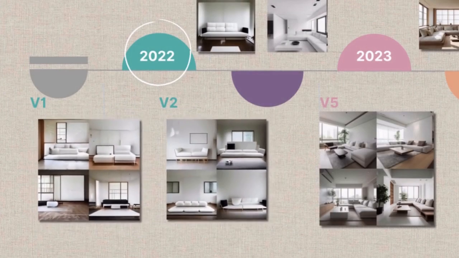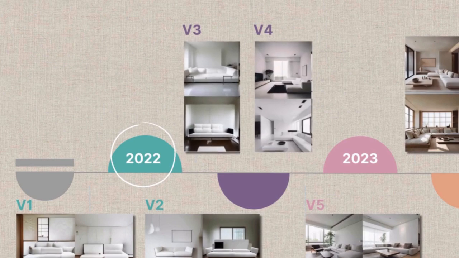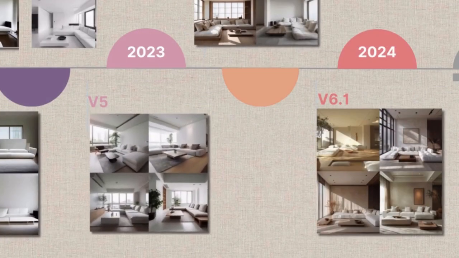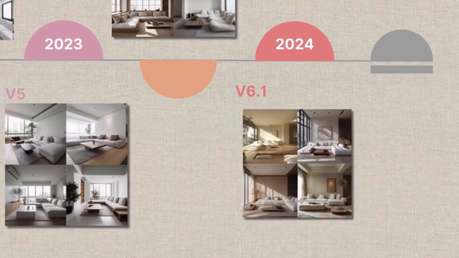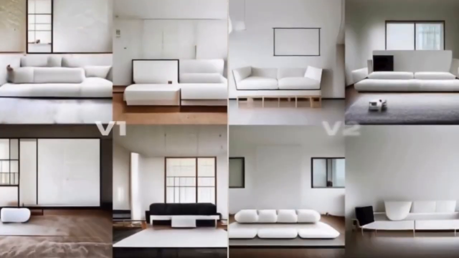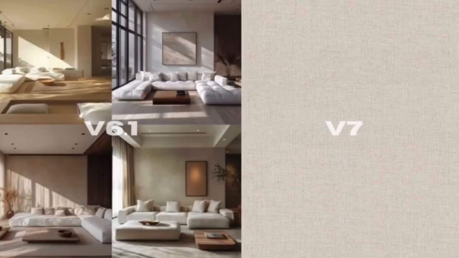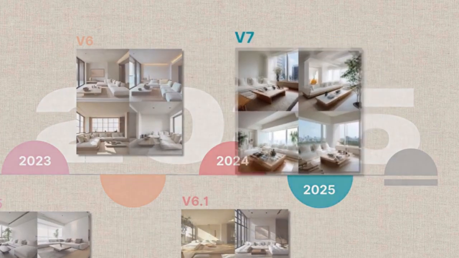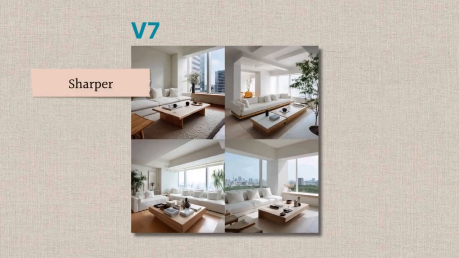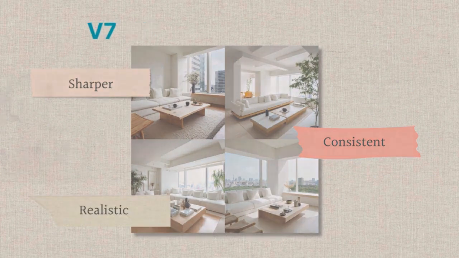With each version, V1, V2, V3, and so on, the image quality kept improving. By version 5 and 6, the results were starting to feel genuinely useful. Better lighting behavior, more accurate material textures, believable proportions, and much more refined composition. And now, with version 7 finally released, we're seeing a huge leap in quality. The visuals are sharper, more consistent, and surprisingly realistic.